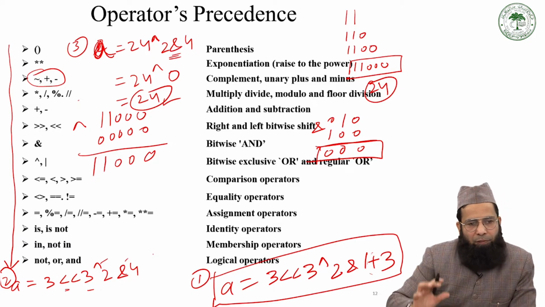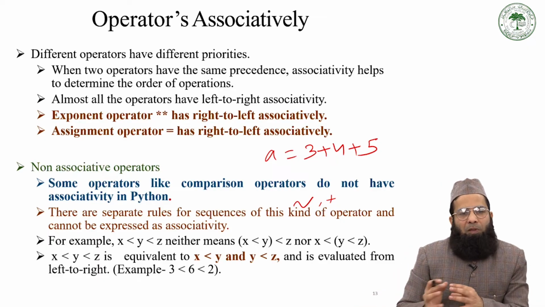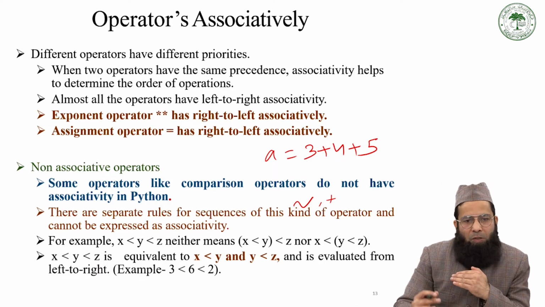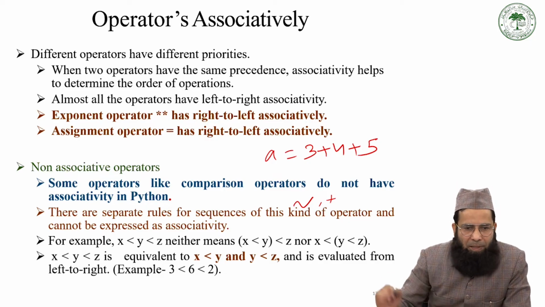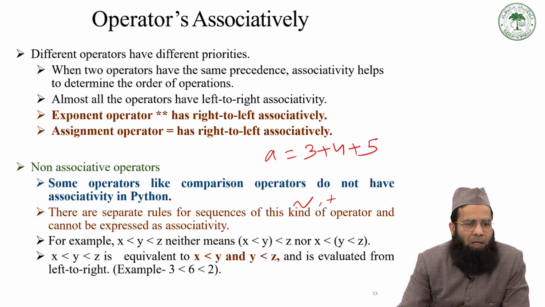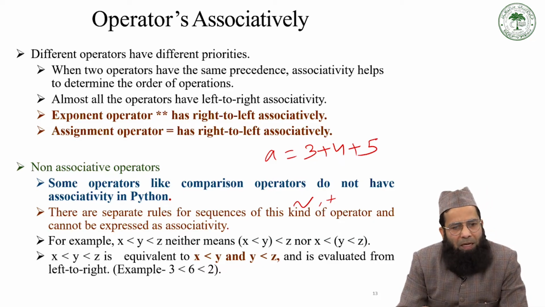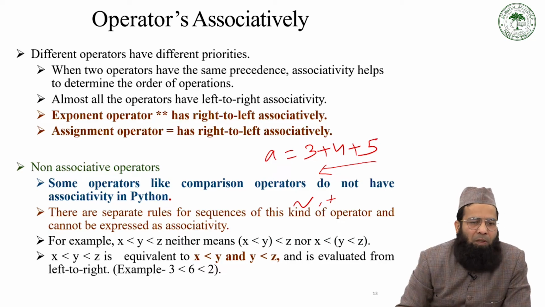In case of this type of expression, the operator's associativity would work. When 2 operators have the same precedence, associativity helps to determine the order of operations. Which will execute first is decided by the associativity. Almost all operators have left to right associativity, so it will be executed left to right. So 4 plus 5 is 9, 9 plus 3 is 12.